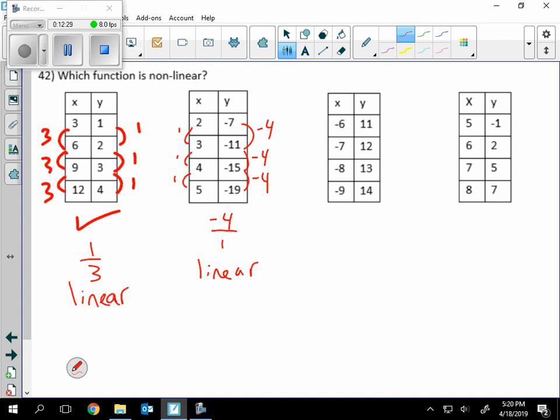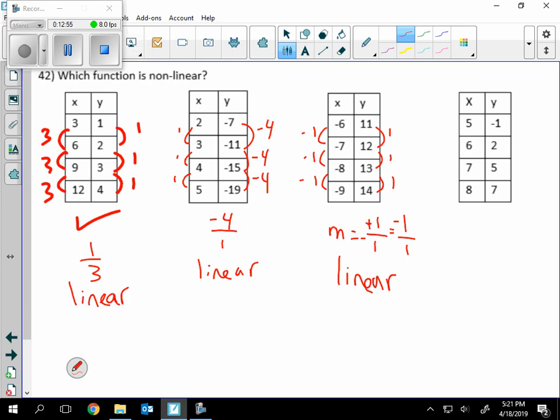How about the next one? Up 1, up 1, up 1, down 1. And once again, we're getting a slope. M is equal to -1/1. It was actually equal originally to +1 over -1, but I fixed it, right? And so that's linear because we're getting a constant slope.